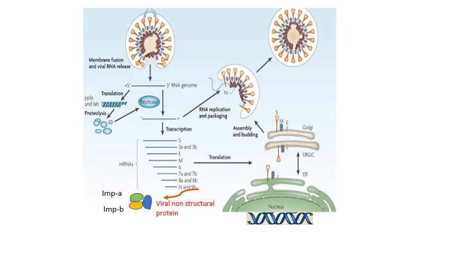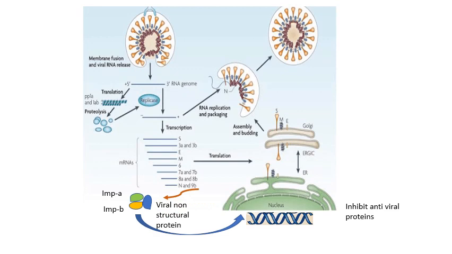Coming to the mechanism of action of ivermectin. Normally, when the viral proteins, structural and non-structural, are synthesized, some of the viral particles combine with importin A and B and form a complex. When this complex forms, it is translocated into the nucleus and inhibits antiviral proteins. As a result, antiviral protein synthesis is decreased and viral replication is enhanced.